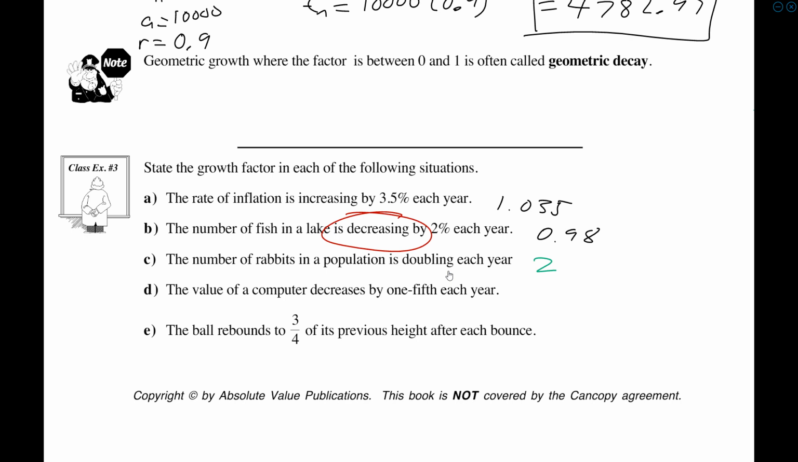Number of gravits is doubling. Value of the computer decreases by 1/5. So it'd be 1 minus 0.2. Right? 1/5 is 0.2. So 1 less 0.2 is 0.8. A ball rebounds to 3/4 of its previous height. So it was up to 4 meters. Rebounds to 3/4 of its previous height. Now it's at 3 meters.